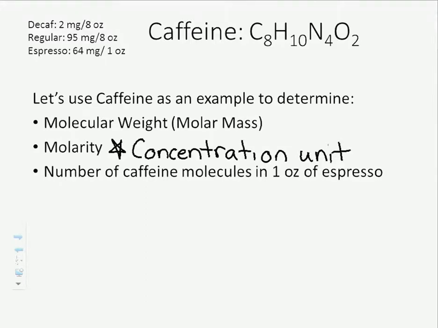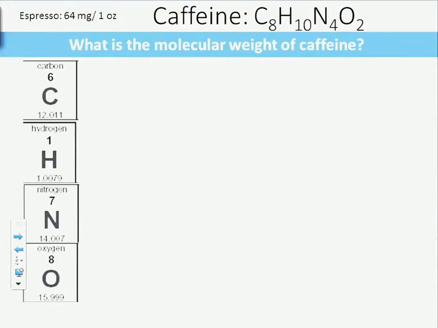So we're going to use caffeine as an example today to determine all of these things. Molecular weight, which another way of saying is molar mass. We're going to use it to determine molarity, and we're also going to look at it to see how many caffeine molecules would exist in 1 ounce of espresso.